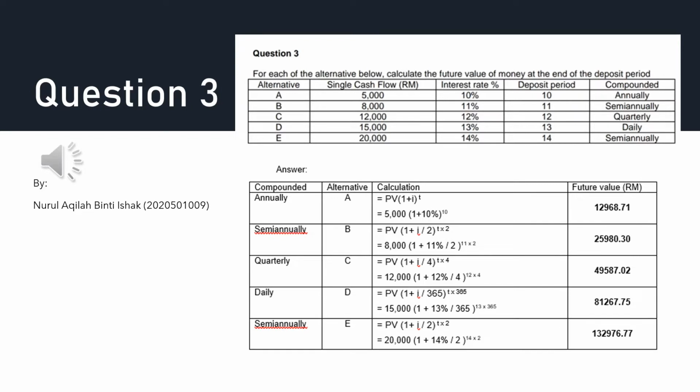Next, the answer for alternative B, that is compounded semi-annually, with the formula of calculation, we will get the future value of 25,980 ringgit and 30 cent.